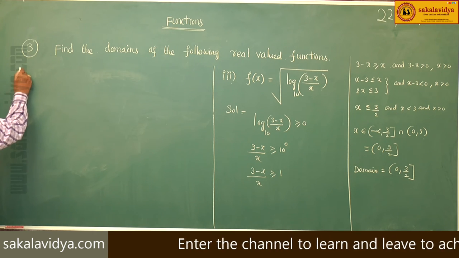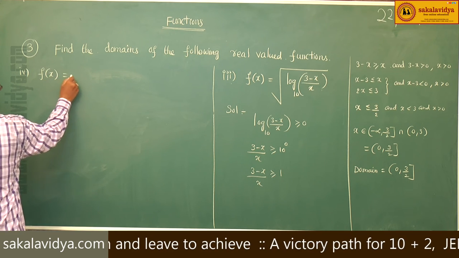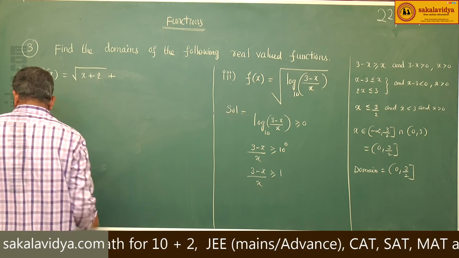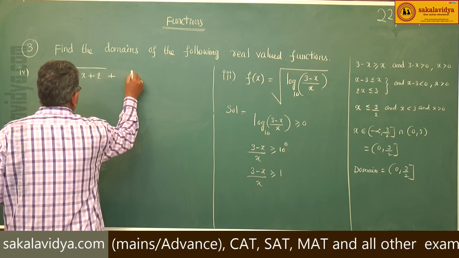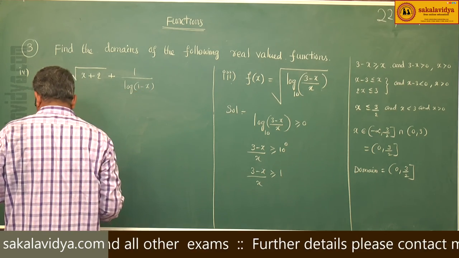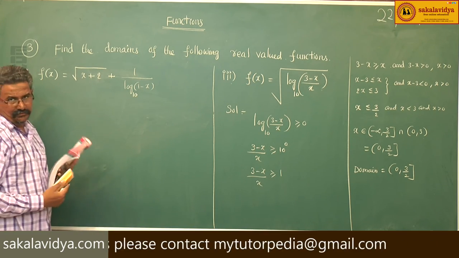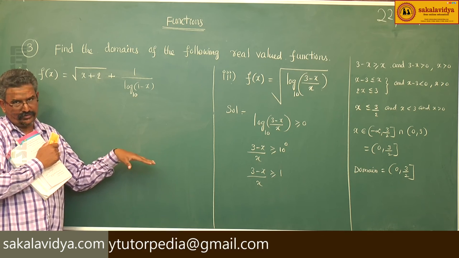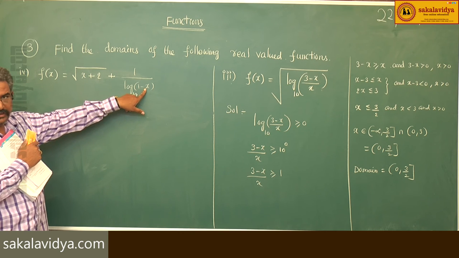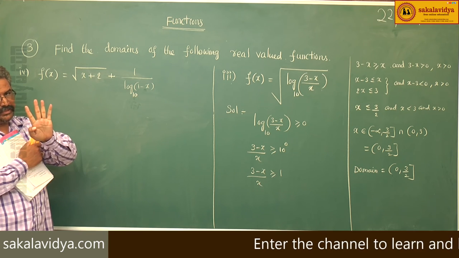Now, fourth problem, f of x is equal to root of x plus 2 plus 1 by log of 1 minus x to the base 10. To define this function, x plus 2 must be greater than or equal to 0, and also here 1 minus x must be greater than 0. Suppose if 1 minus x is equal to 1, log 1 to the base 10 is 0, 1 by 0 is not defined. That is why here three conditions are to be satisfied.